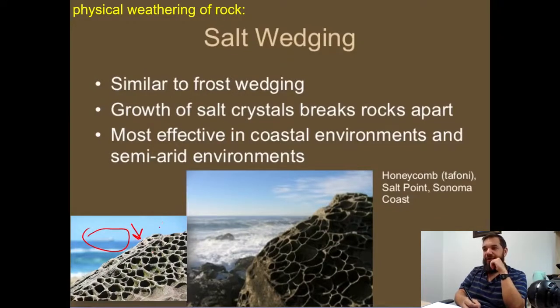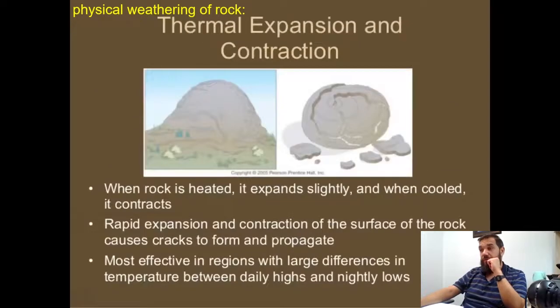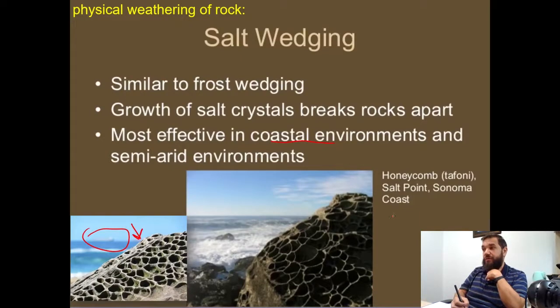But anyway, this is a type of weathering that forms with salt wedging. Salt wedging is similar to frost wedging. It's when salt crystals from the ocean start to grow in the cracks of rocks. And as they grow, they split apart the rock. Very effective in coastal environments and semi-arid environments, which we are sometimes. Half the year we're semi-arid, if not arid. So you will find this. And like I said, this is in Sonoma, California, but you can go to Corpus Christi Bay, and you can find examples of this.